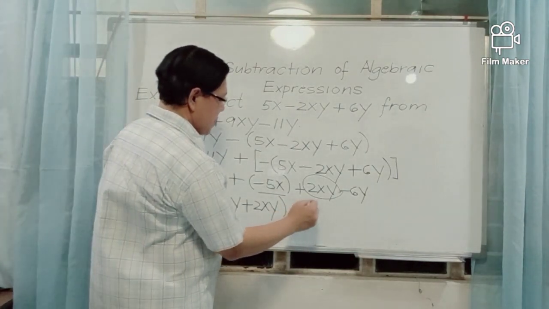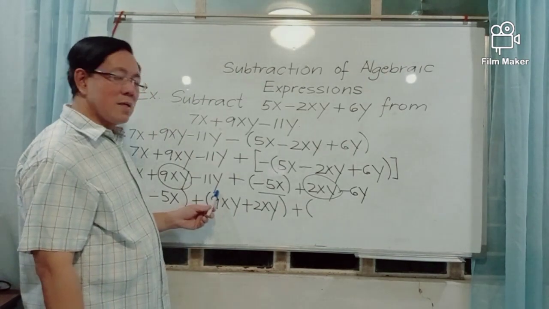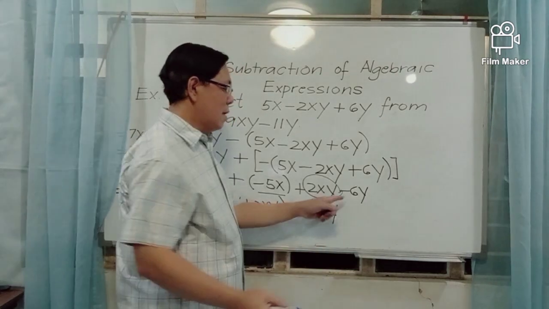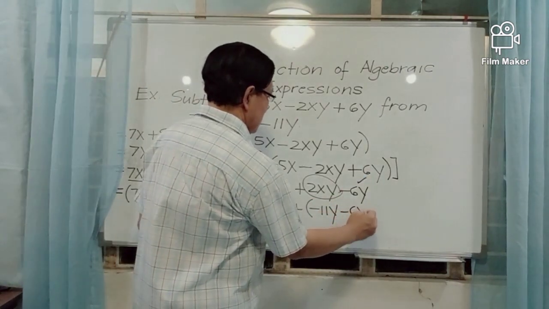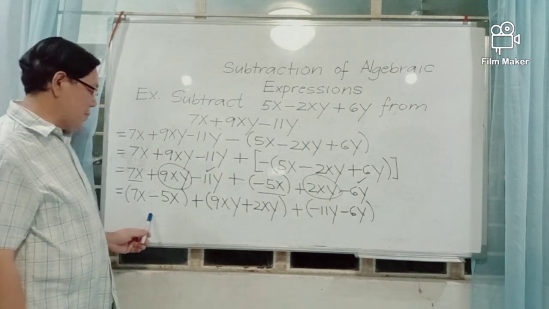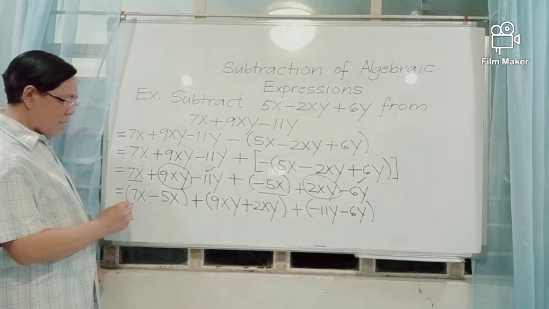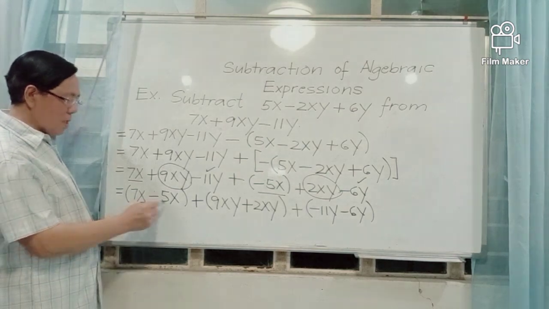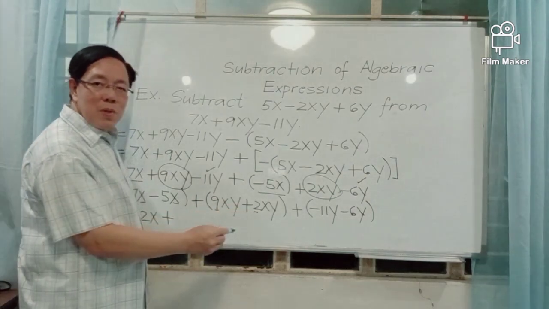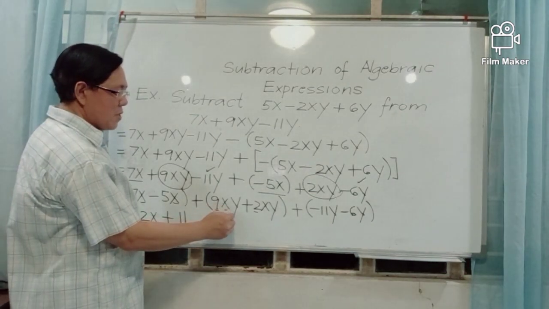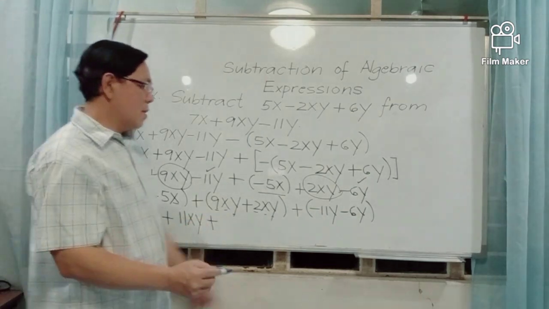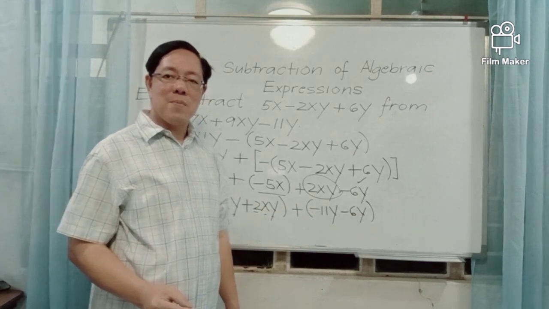And the third group will consist of terms with y. We have negative 11y minus 6y. After grouping all the like terms, you now combine the like terms in each group. And we have 7 minus 5 is 2. Common literal coefficient is x. Plus 9 plus 2 is 11. Common literal coefficient is xy. Just copy the common literal coefficient. Plus minus 11 minus 6 is negative 17.